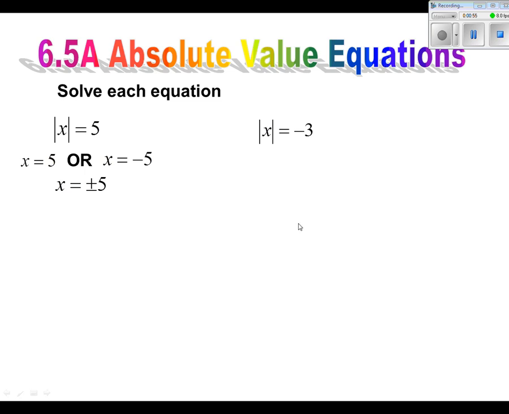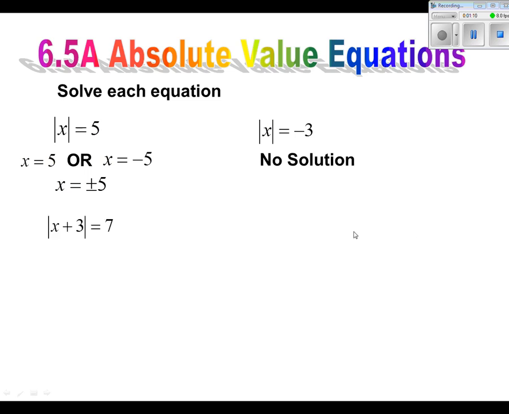The next example, absolute value of x is equal to negative 3. And we've already learned that you can't have an absolute value and have an answer that is negative. Because of that, one like this would be no solution.